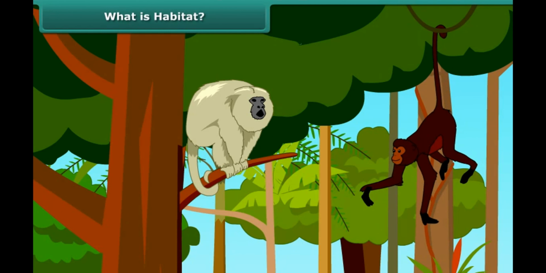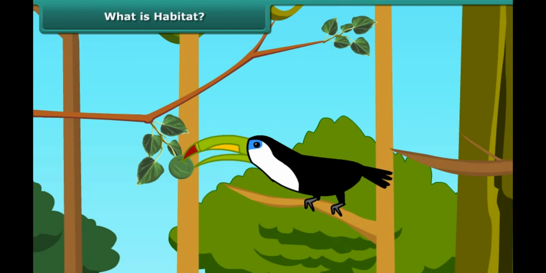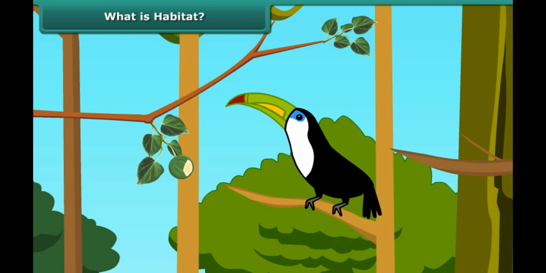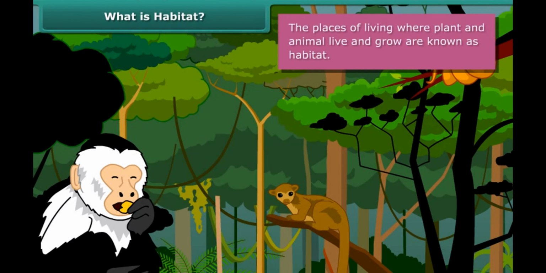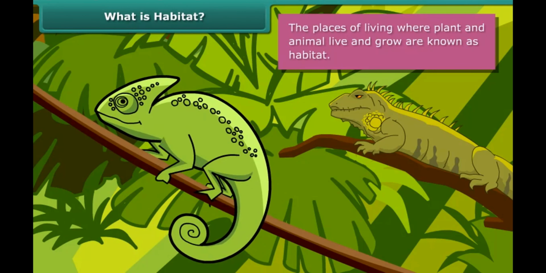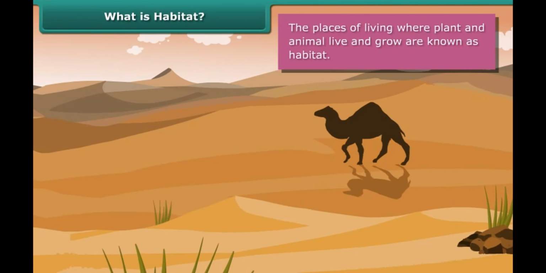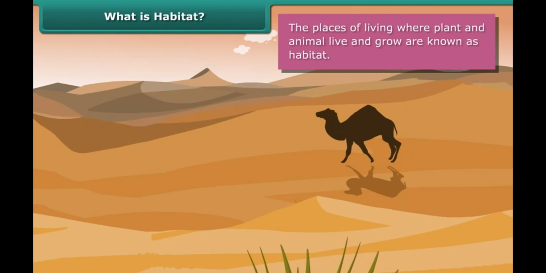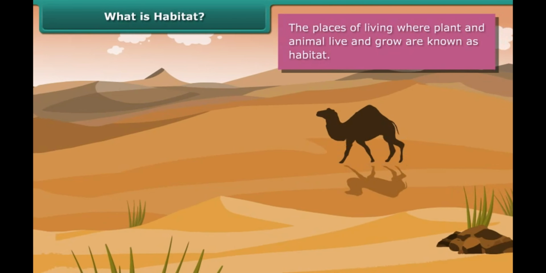We all know that every organism requires some place where its basic necessities like food, water, and shelter should be met. This place of living where plants and animals live and grow is known as habitat. All living organisms should adapt themselves to their habitat to thrive and survive in the surroundings.